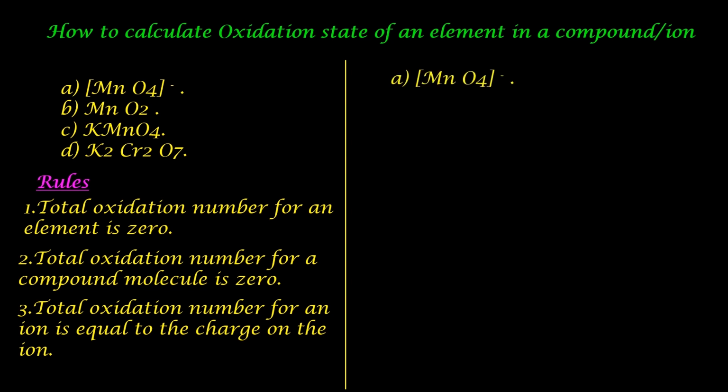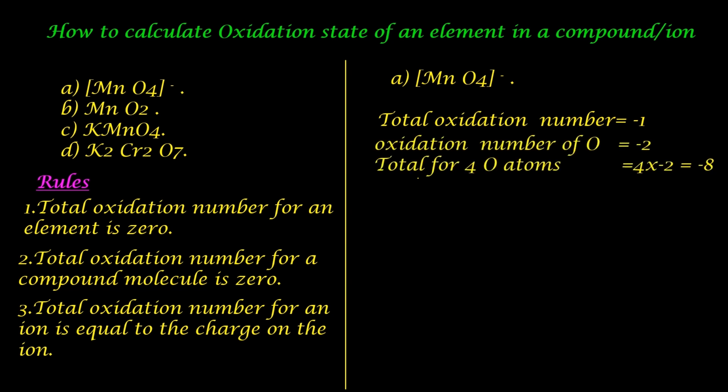MnO4 negative ion. For ions, the total oxidation number is equal to the charge on the ion. Here the charge on the ion is negative 1. Oxidation number becomes negative 1. Oxidation number of oxygen is negative 2. Total for 4 oxygen atoms is equal to 4 into negative 2 equal to negative 8. Let the oxidation number of manganese be equal to Y. We do not know that.